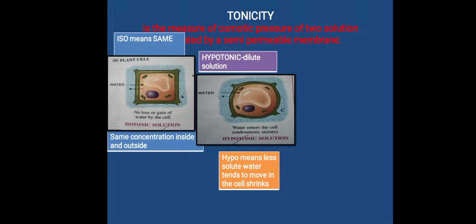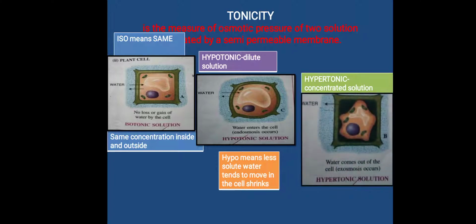In case of hypotonic solution, it's a dilute solution. So endosmosis occurs in the cell, that is water enters the cell. Hypertonic solution, that is concentrated solution. In this case, water comes out of the cell.